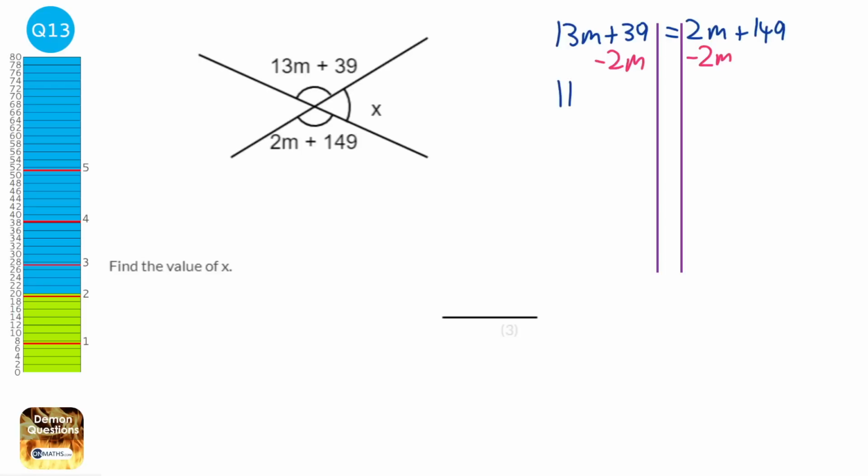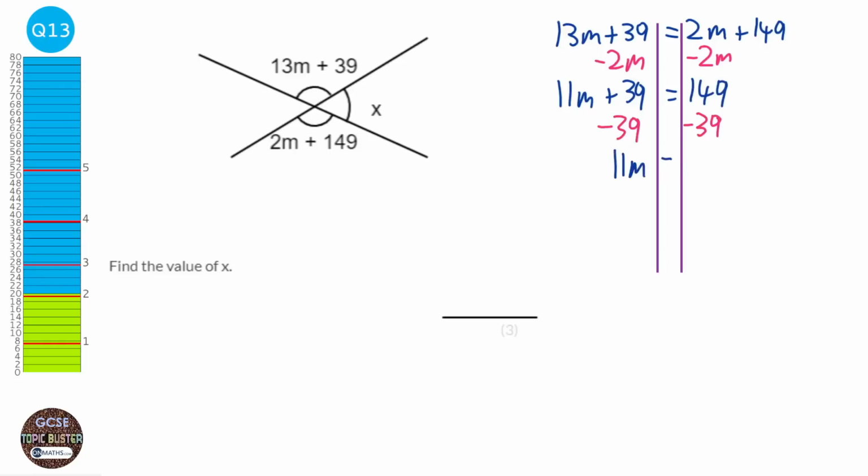And so we're left with 11m plus 39, and we've just got the 149 on the right hand side. Next we're going to remove the number. So take away 39 from both sides, and we've got 11m is equal to 110, and then we're going to divide both sides by 11 to find out what m is. So m therefore equals 10.